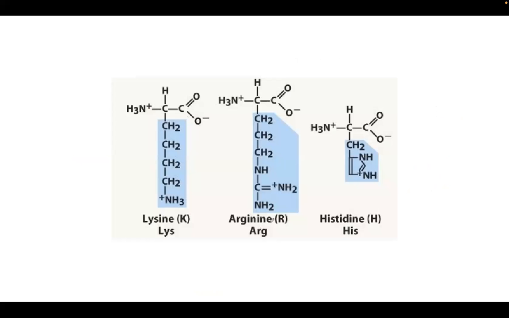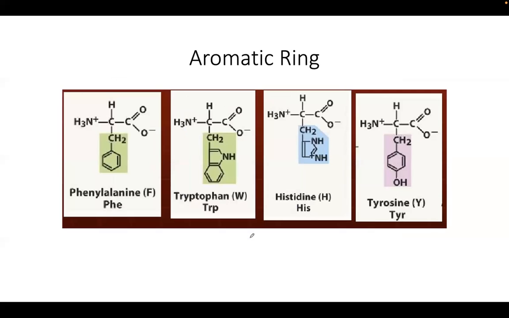Now here are lysine, arginine, and histidine. What about the amino acids with an aromatic ring? We've mentioned phenylalanine, tryptophan, and tyrosine. Now, tip: histidine also has an aromatic ring. Now, which of these amino acids is the precursor of thyroid hormone? Very good. It's tyrosine.